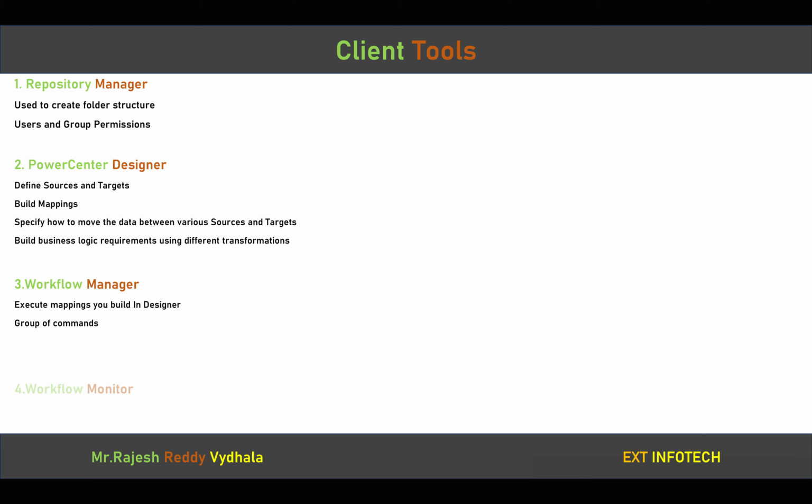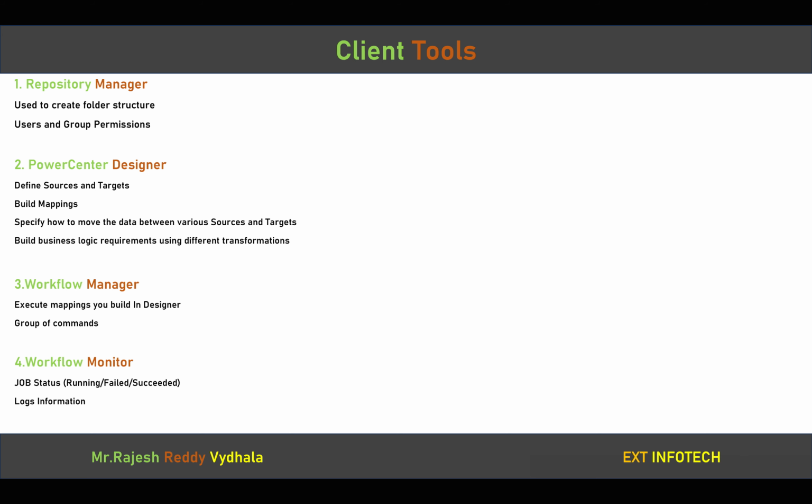Once a mapping runs, if you want to check its status, in Informatica we call it a job. If you want to check the status of that job, whether it is running, failed or succeeded, we check it through the Workflow Monitor. So these are the four different tools available under the client tools.